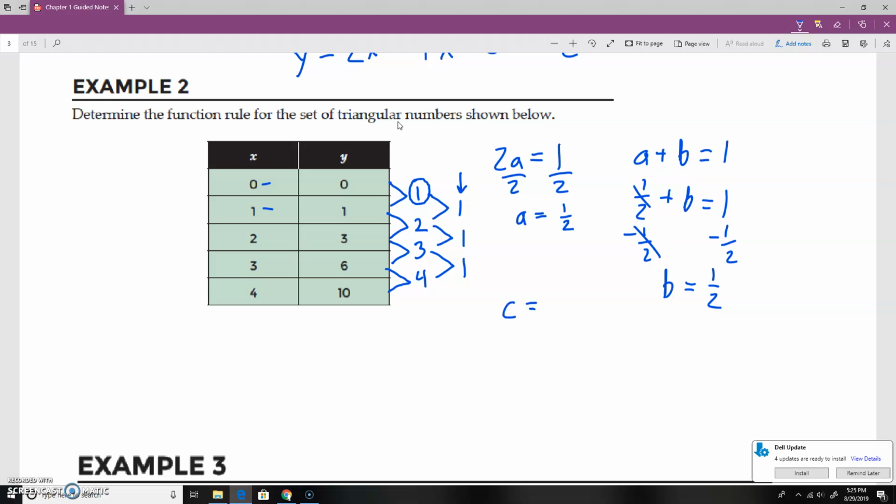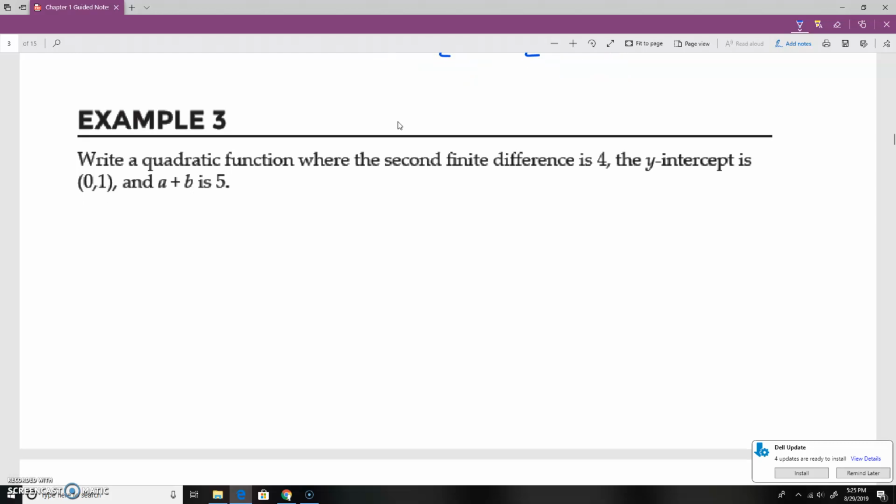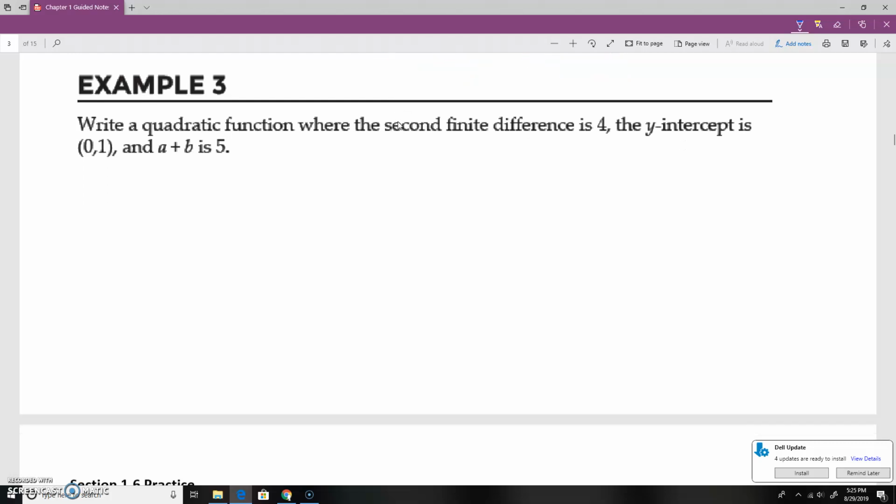Now for my c value, again, I look at where x equals 0 and look at my y value. My y value is 0, so my c value is 0. So now my equation would be y equals 1/2, which is my a value, x squared, plus 1/2, which is my b value, x, plus 0, which is my c value. Now this one is kind of written out. I don't have the table, but I have some of the information that I would get from the table.